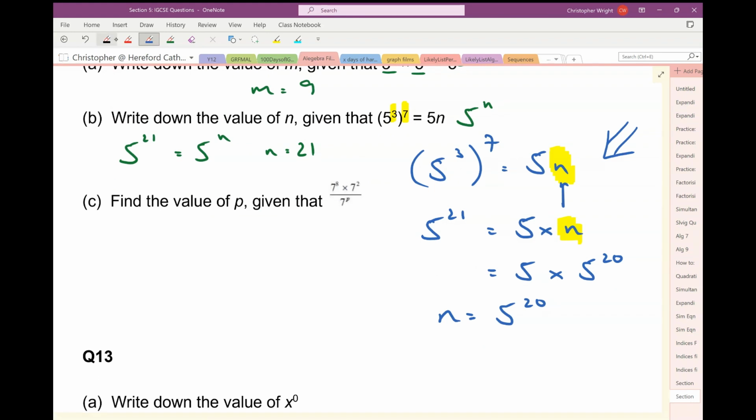Part C. Right, 7 to the 8 times 7 to the 2 over 7 to the p. And I need to find the value of p, given that 7 to the 8 times 7 to the 2 over 7 to the power of p. I think this is another misprint. I think that's supposed to equal something. So who knows what? Let's move on from question C.